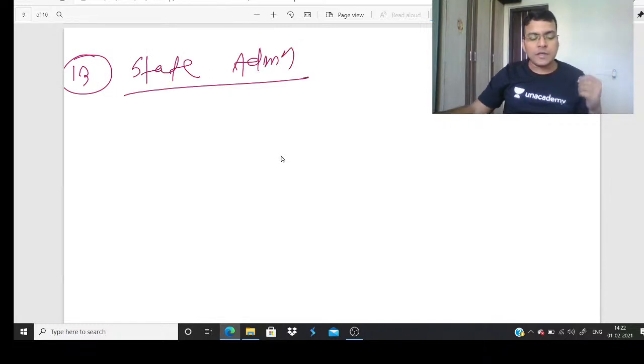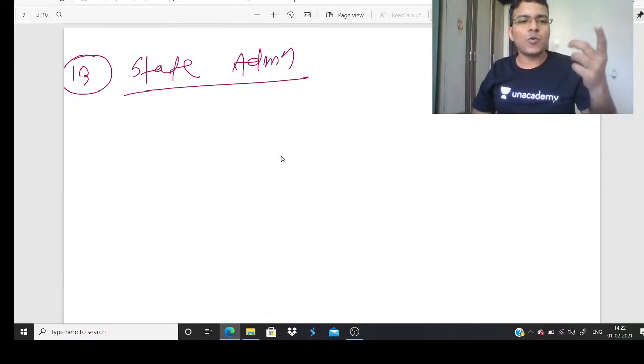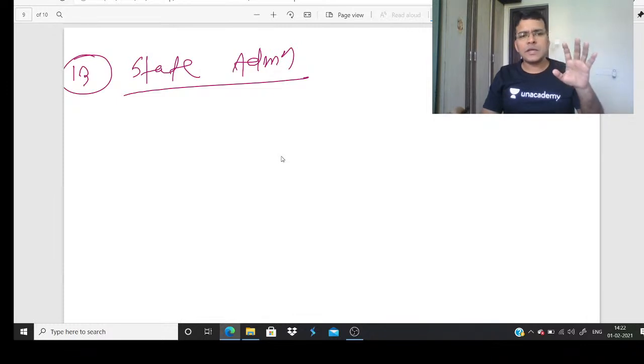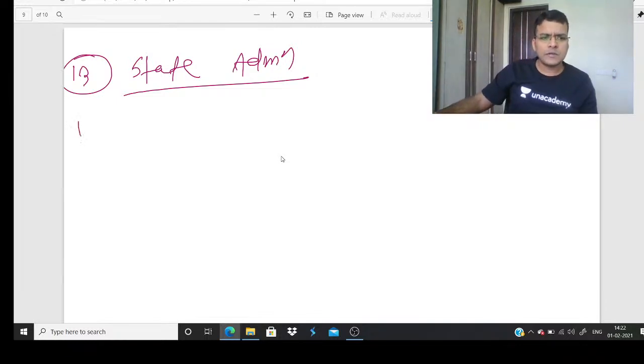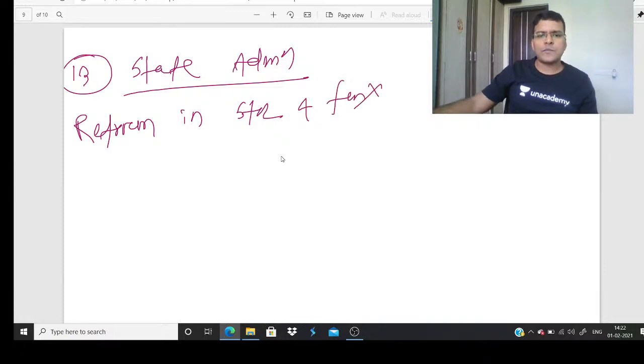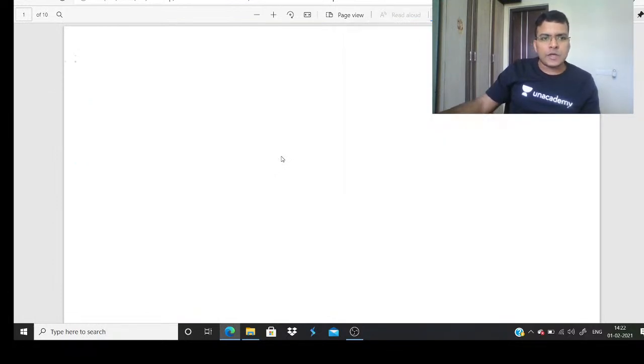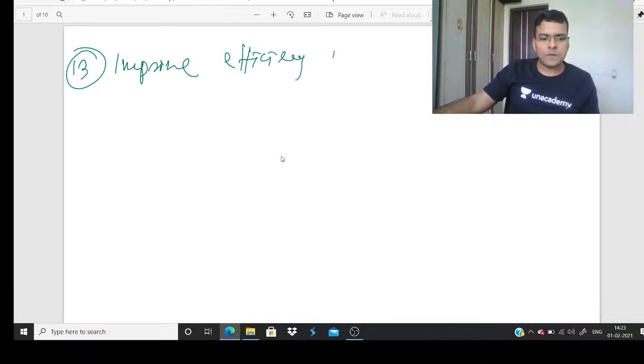State administration. If you have gone through ARC 2, you will find that many things are similar: state administration, central administration, financial administration, personnel administration. Many of the head points are the same in ARC 1 and ARC 2. So state administration, same. Reform in structure and function to improve the efficiency of state administration.